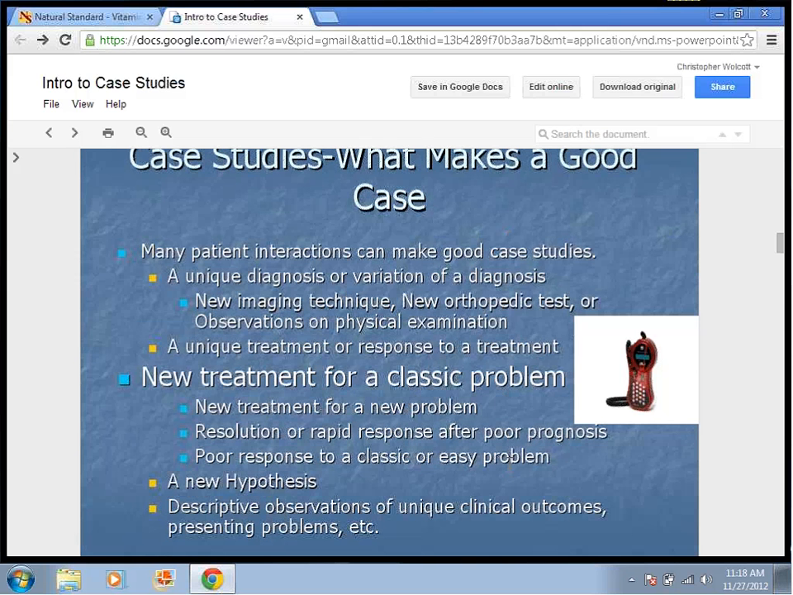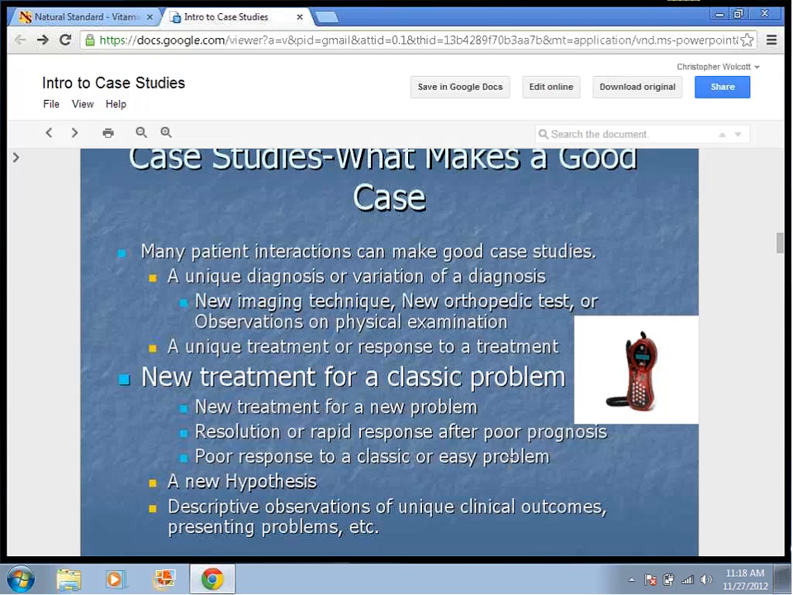Okay, so what makes a good case? Obviously, we know that a good case is a unique intervention, a unique response to an intervention. So something unexpected makes a good case, and I think that's inherent for all of us. We understand that if you see something cool and something responds well to it, that makes a good case. However, don't limit yourself to just those unique cases that respond well to something you're doing. Adverse effects, those make good case studies.